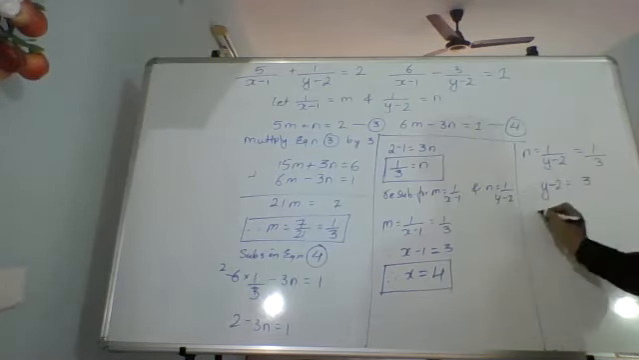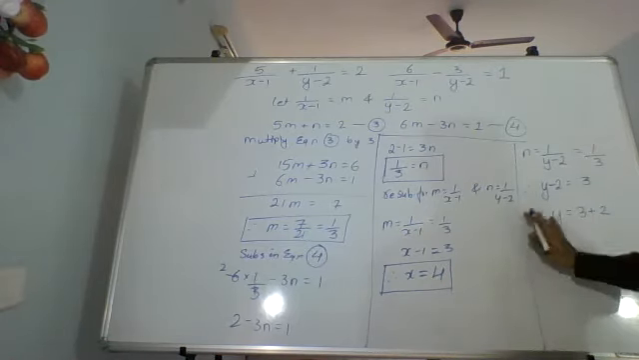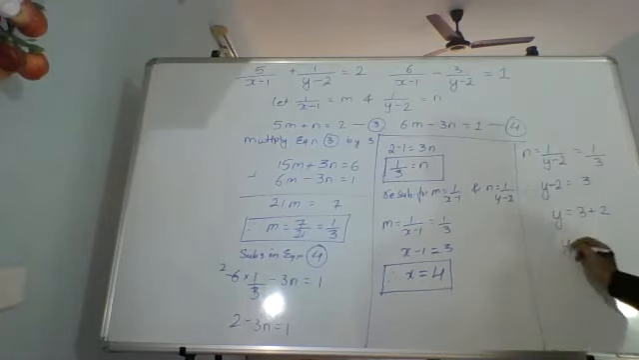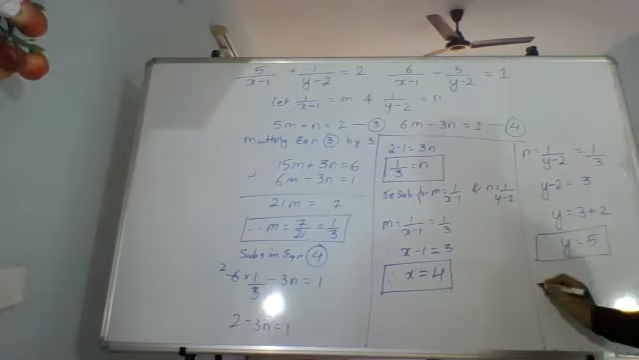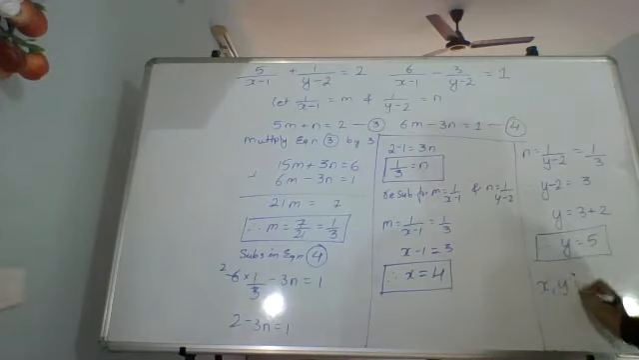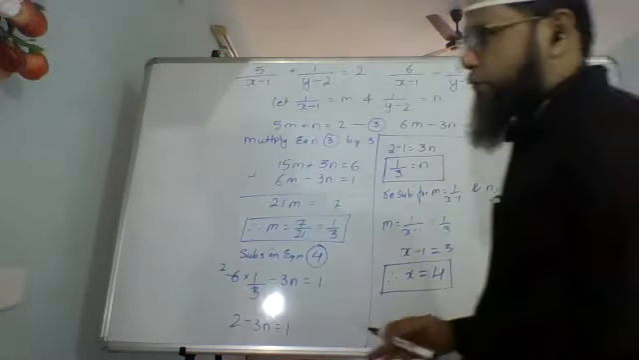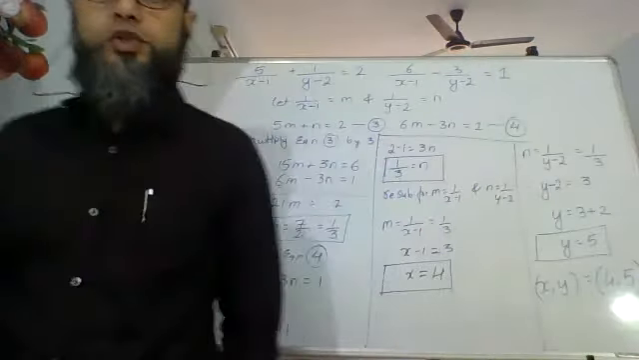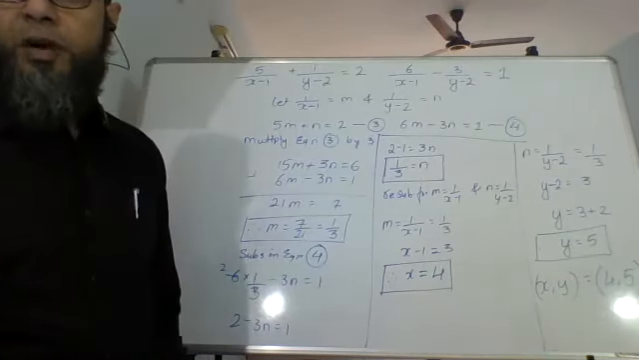Shift this minus 2 to this side. y equals to 3 plus 2. Therefore, y equals to 5. So, x comma y is 4 comma 5. That is how we are going to solve this. Okay. x comma y is 4 comma 5.